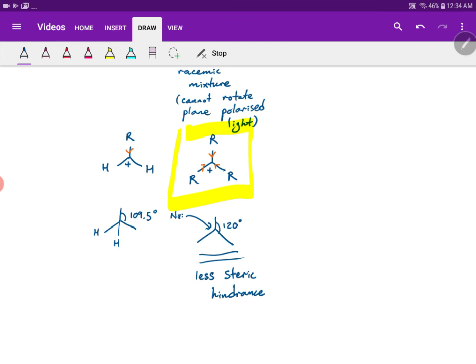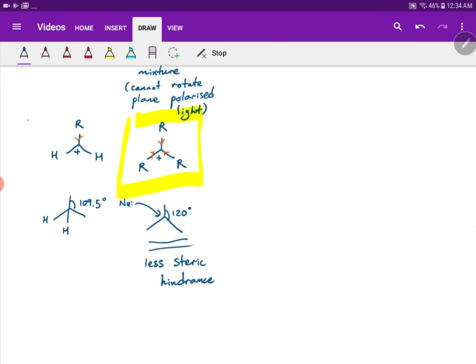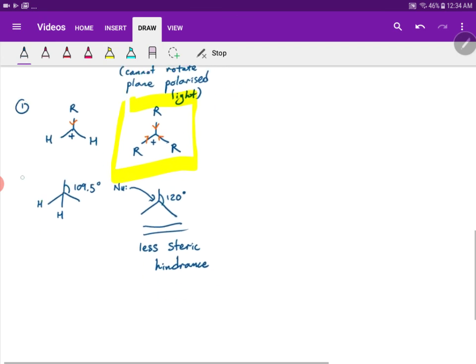So just think of these two things. Number 1 is the electronic effect, and number 2 is the steric effect. These two usually come together in a pair. So this is the SN1 mechanism.